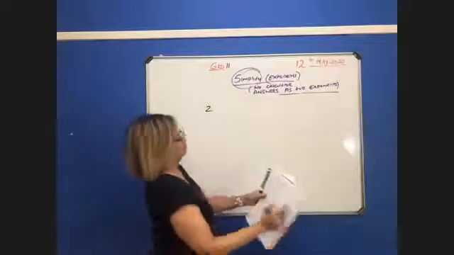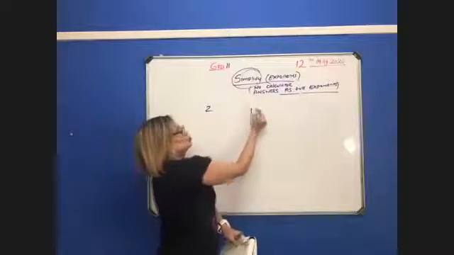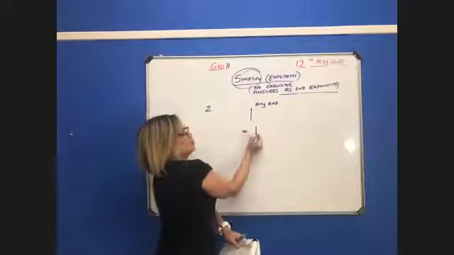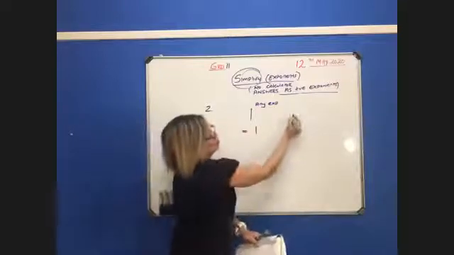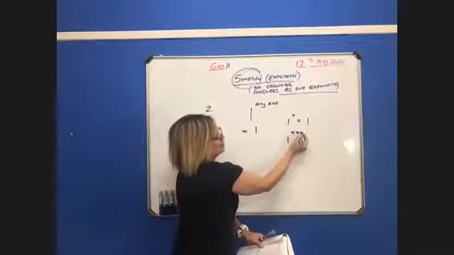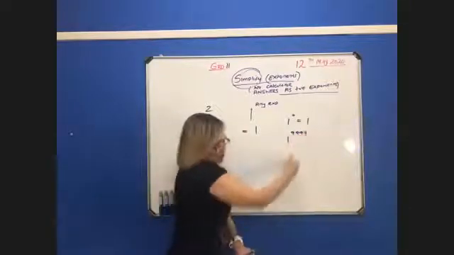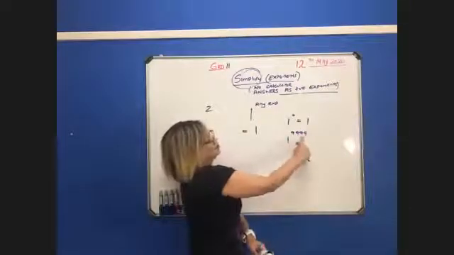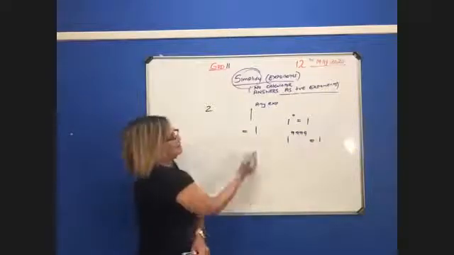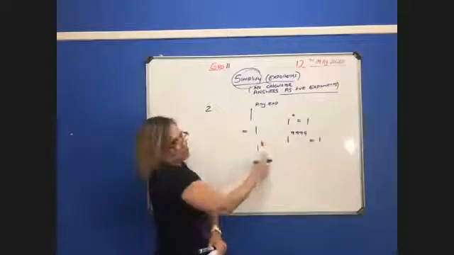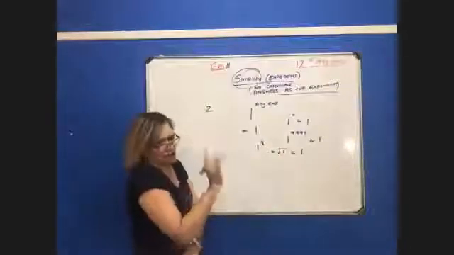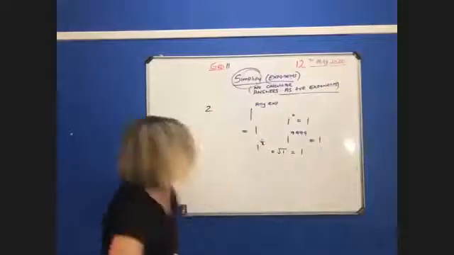Okay, now 1 to any exponent is 1. So if you have 1 to the naught, it's 1. 1 to the power of 9,999 means 1 times 1 times 1, 9,999 times. So it's still 1. Even if you had 1 to a fraction exponent, like a half, it means the square root of 1, which is 1.